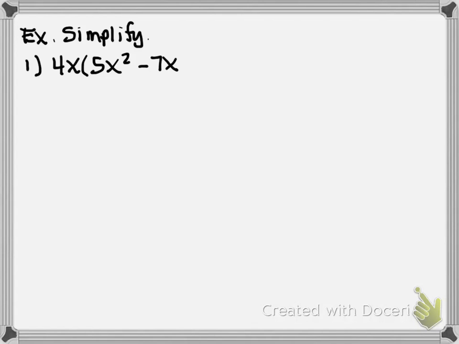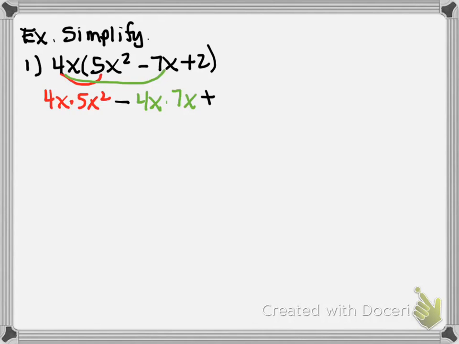So the only way to get rid of parentheses with multiplication is to distribute. So we're going to distribute the 4x times each thing that's inside the polynomial. So we're going to get 4x times 5x squared. And then whatever the operation is, I just bring it down. And then I'm going to multiply the 4x times the 7x. And then it says plus. And last, I'm going to multiply the 4x times the 2.